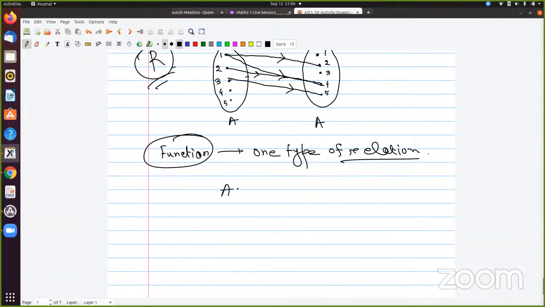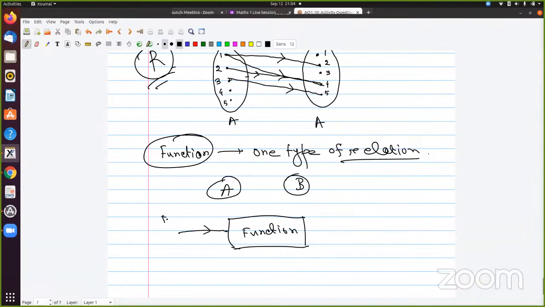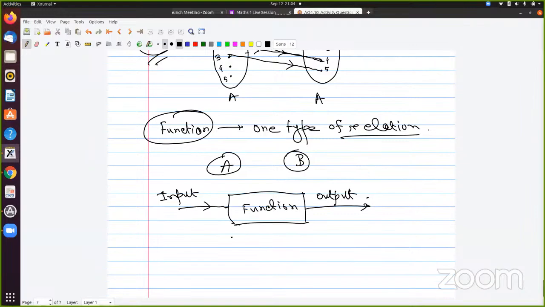So suppose I have 2 sets, A and B. Now a function, you can think of it as a machine. What does this machine do? It will take some input and it will give you some output. Suppose I am giving you the function x square. This is my function. So how does it work? If I give you 1, what is your output?